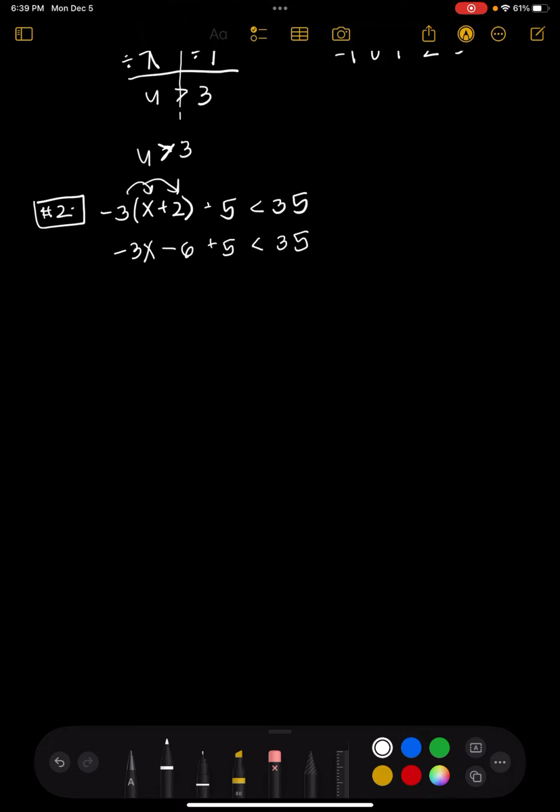We're going to combine like terms. In this case, our like terms are the things without the x's, which are the -6 and the 5. So the -3x I'm just going to rewrite because there were no like terms for that, so it stays the same. And then we've got -6 and 5, which gives me -1. And then that's less than 35.